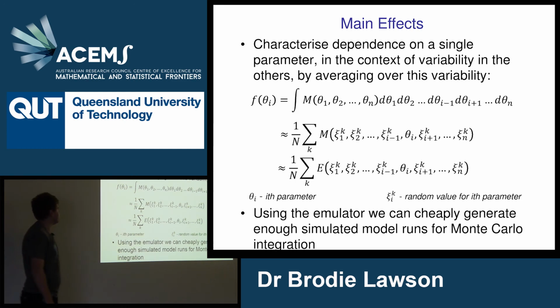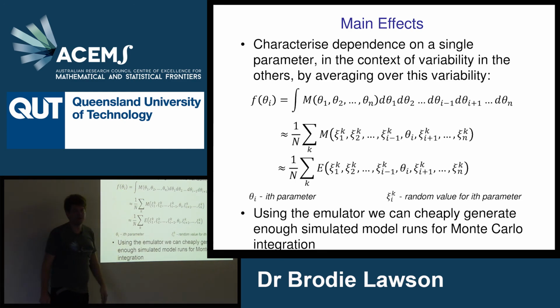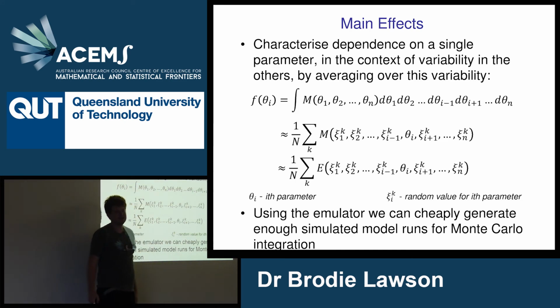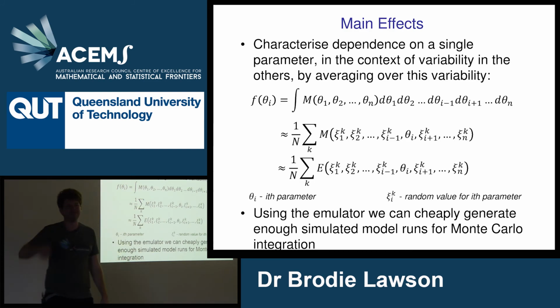So what you do is you say, well, what is the dependence on one parameter when all of these different parameters are all varying? So how do you deal with that? Well, you just integrate over all the other parameters. So the effect of that parameter kind of gets averaged out.